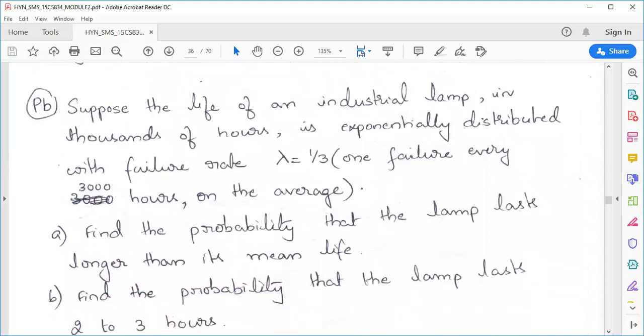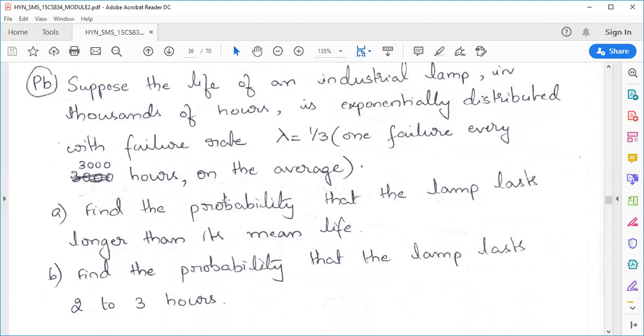The first problem is, suppose the life of an industrial lamp in thousands of hours is exponentially distributed with failure rate lambda is equal to 1 by 3. One failure every 3000 hours on an average, right? This is what they have given. There is a lamp, and the life of the lamp is determined in terms of thousands of hours, and it is exponentially distributed with the failure rate lambda equal to 1 by 3.